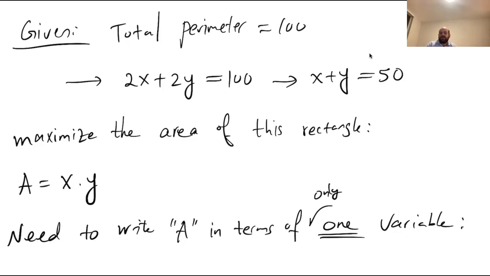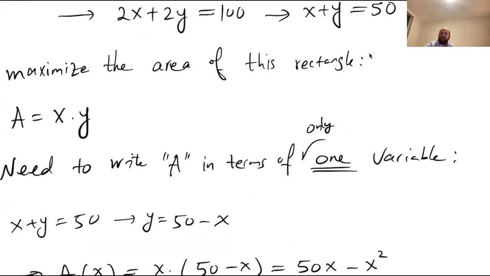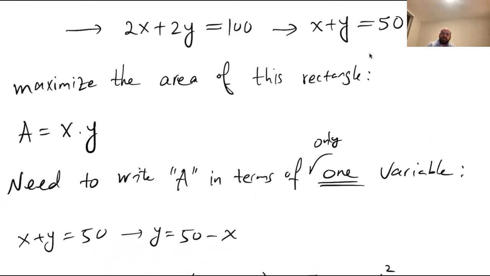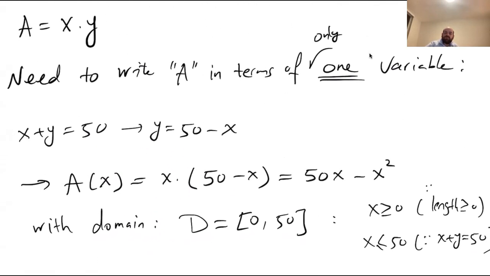Well, right now we know the connection between X and Y. We know that X plus Y is equal to 50. So if I write this down and find Y in terms of X, doesn't matter, you can find X in terms of Y, but let's say I find Y in terms of X, then Y will be 50 minus X. Therefore, if I substitute back, I'll get area equals X times 50 minus X, which can be written as 50X minus X squared.